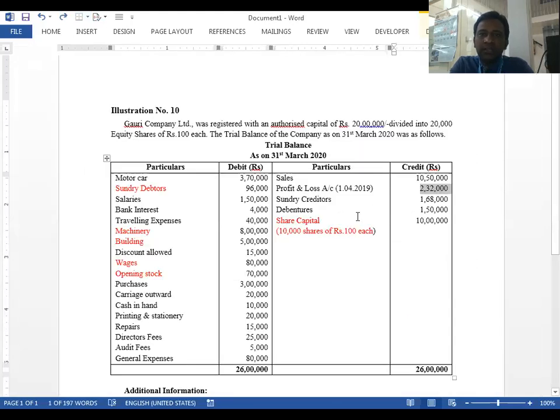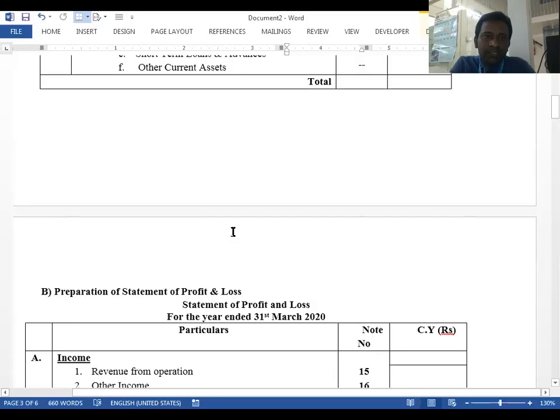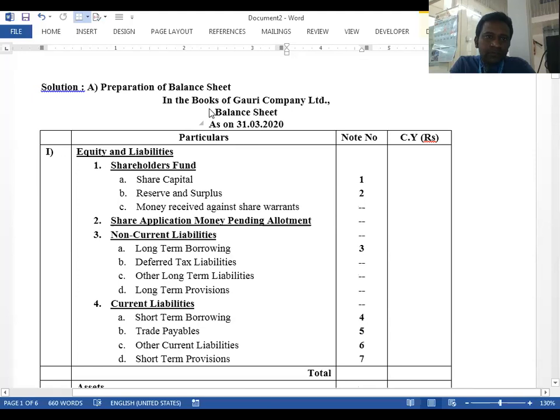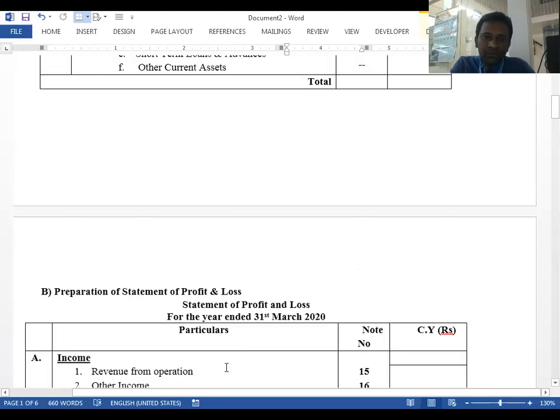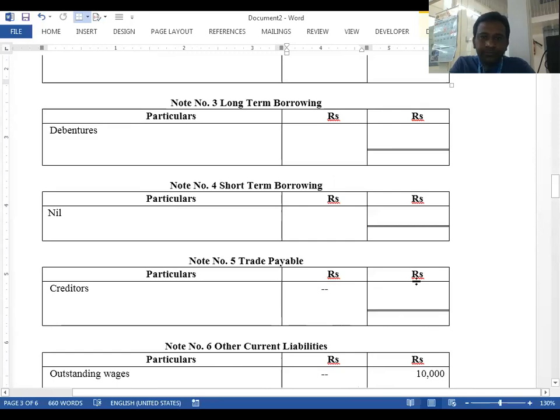Then sundry creditor. It is one type of liability and it is treated as a current liability. So we have a separate heading in this regard. See here, balance sheet, current liability, short term borrowing. No, it is not short term borrowing. Trade payable, right? It is trade payable. Sundry creditor and bills payable fall under trade payable. So notes number 5. There is no adjustment in this regard, so the full amount is transferred to the outer side.